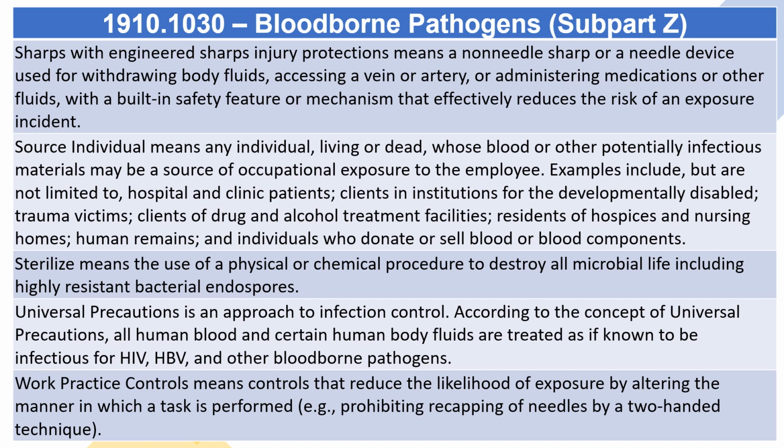Universal precautions is an approach to infection control. According to the concept of universal precautions, all human blood and certain human body fluids are treated as if known to be infectious for HIV, HBV, and other bloodborne pathogens. Work practice controls means controls that reduce the likelihood of exposure by altering the manner in which a task is performed, e.g., prohibiting recapping of needles by a two-handed technique.